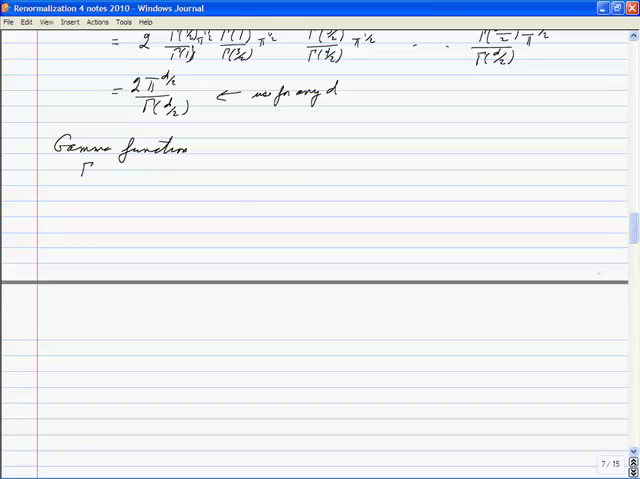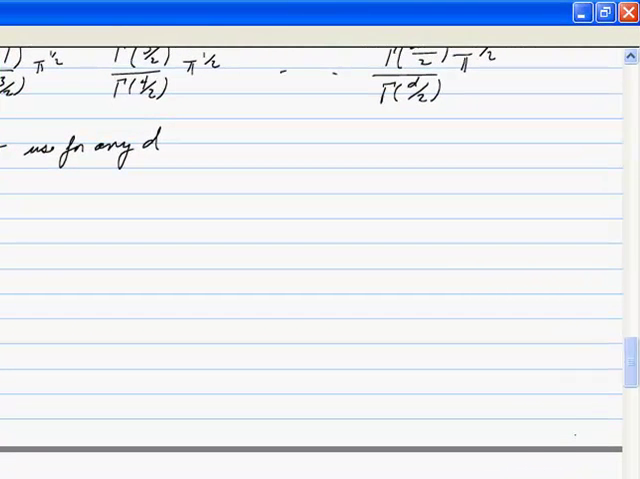The gamma function gamma of z has various definitions, but the one that is most commonly cited is this famous Euler integral.